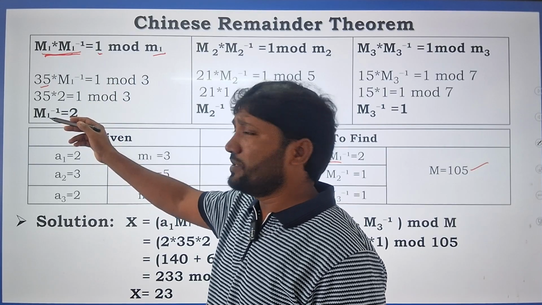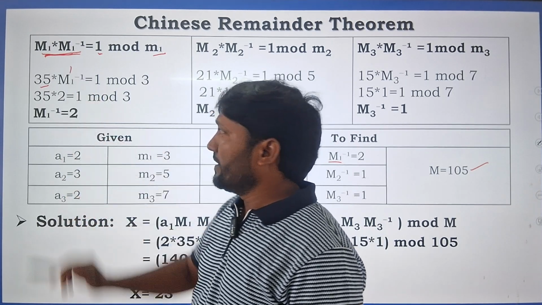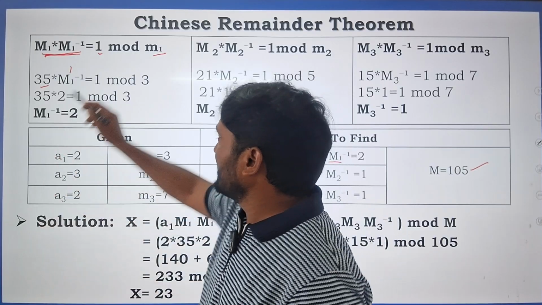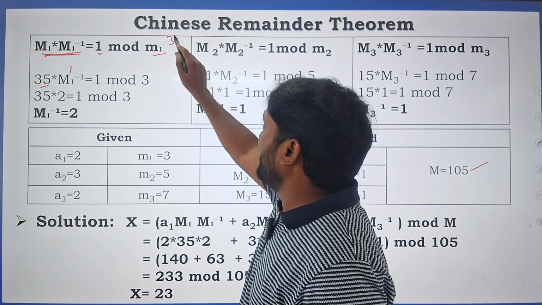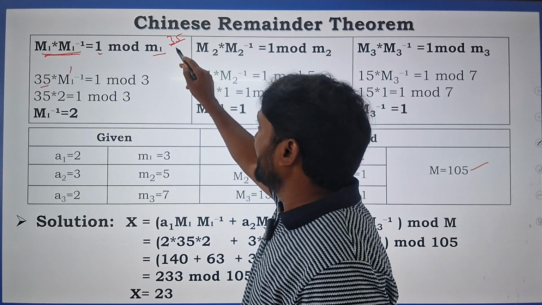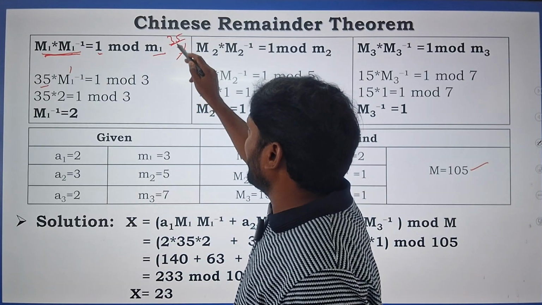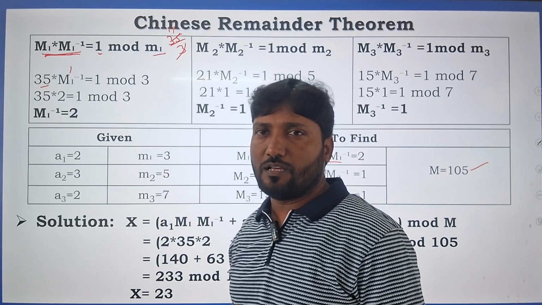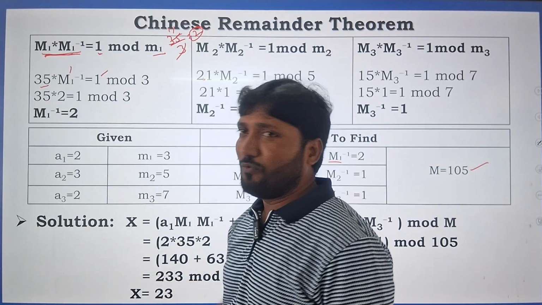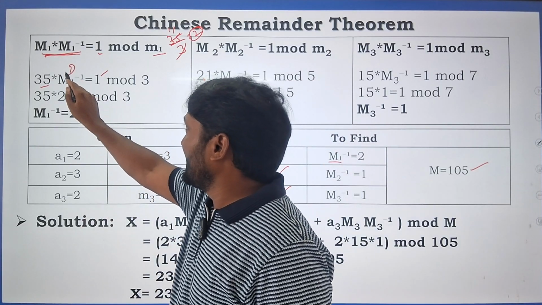Now we are going to substitute 1, 2, 3 and so on. Suppose we substitute the M1 inverse value as 1. 35 times 1 is 35. 35 divided by 3: 3 ones are 3, 3 elevens are 33, and the remainder is 2. This value is not equal to 1, so it is not suitable. Then substitute 2 here.